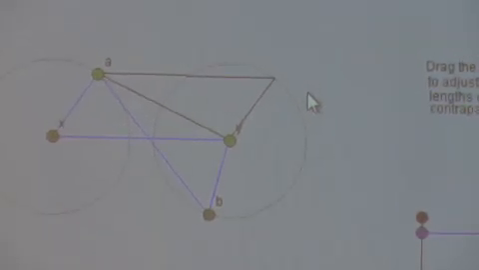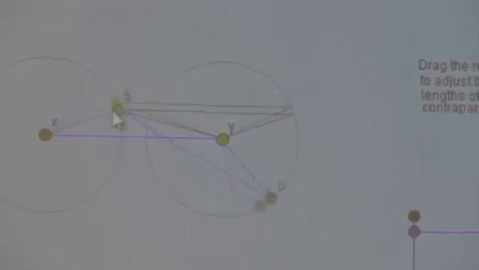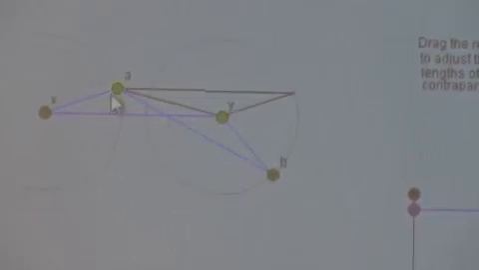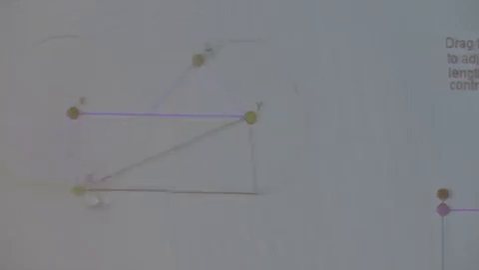How does it work? What does it do? Well, I'm assuming the left point there is pinned. Actually, I'm assuming both x and y are pinned. And it just moves around. It's kind of cool.